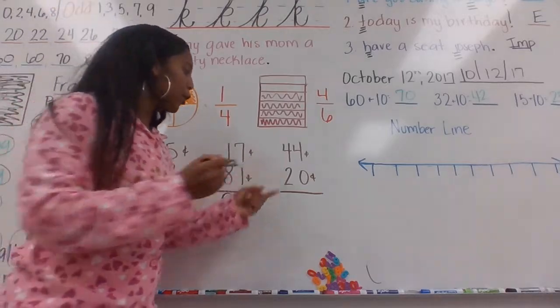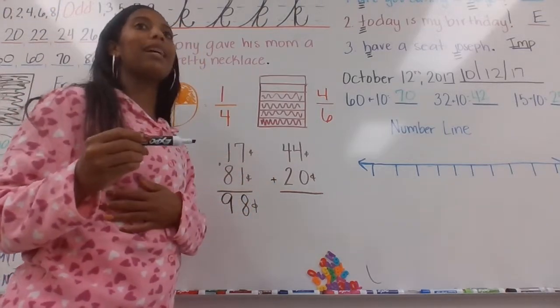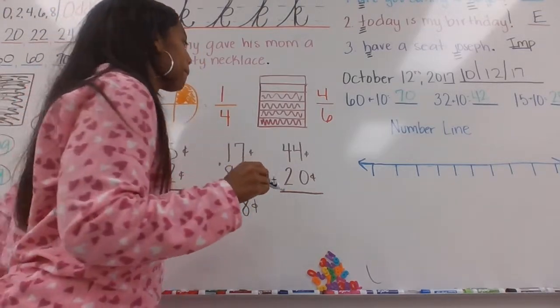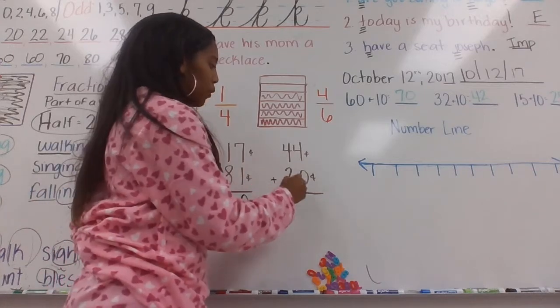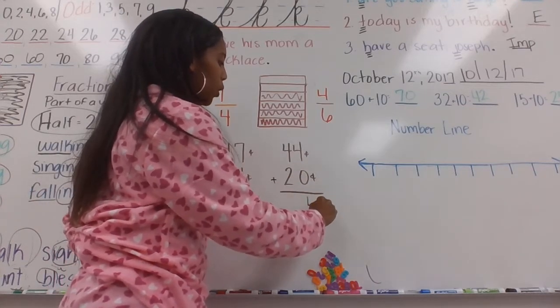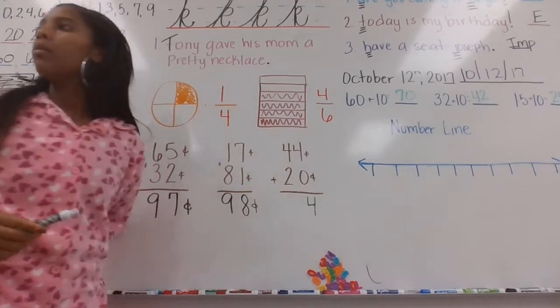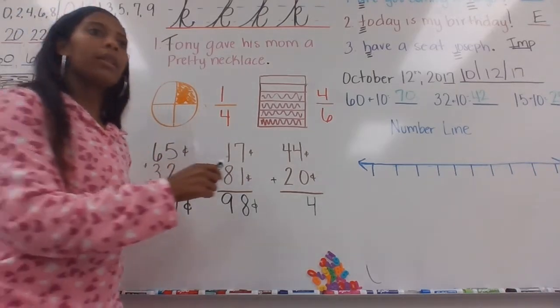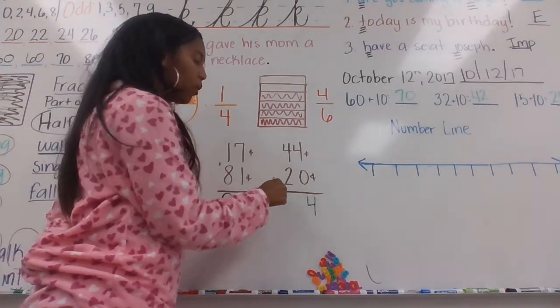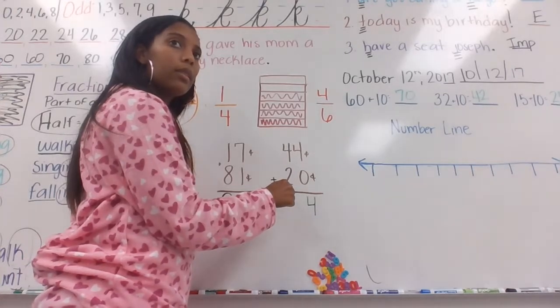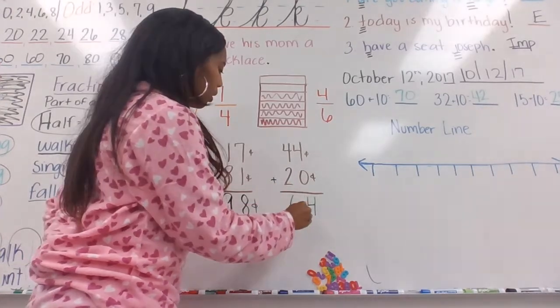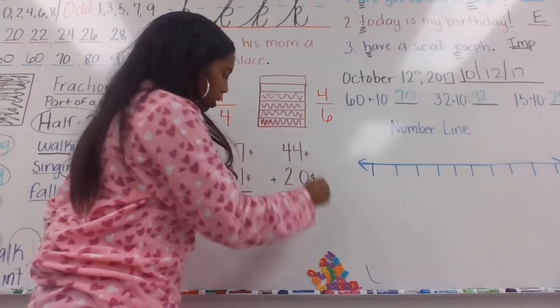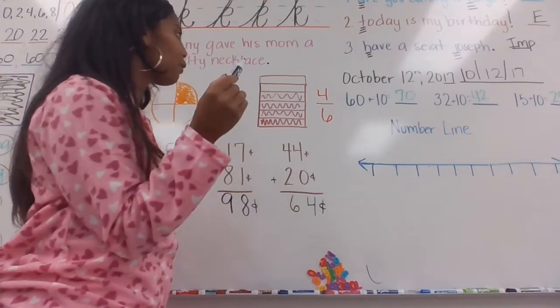Next, I have 44 cents plus 20 cents. How am I adding this one, Brian? 4 plus 0. 4 plus 0 equals 4. Then what's next? 4 plus 2 equals 6. What am I missing? A cent sign. Good. I'm adding money. 64 cents.